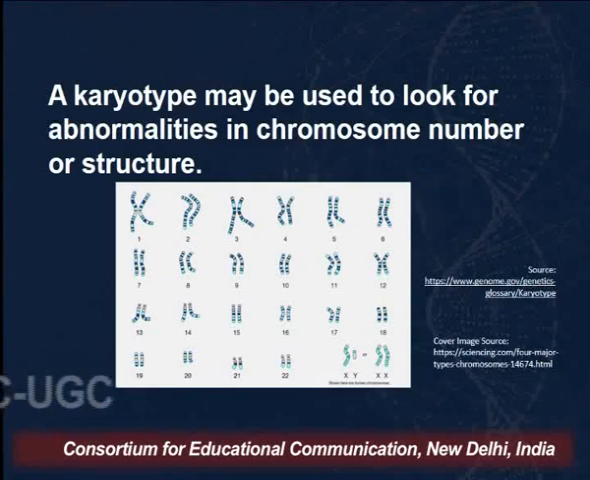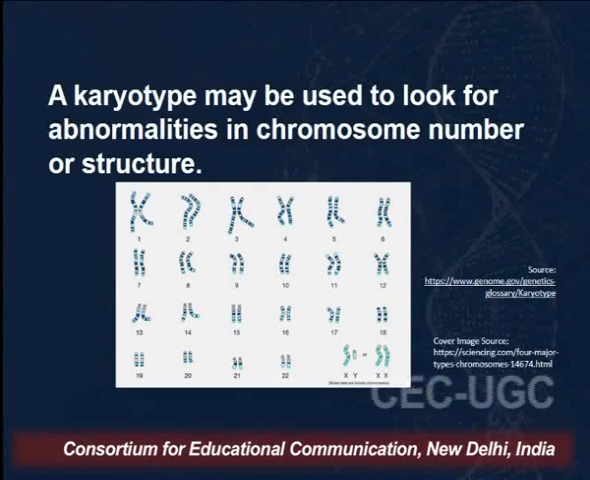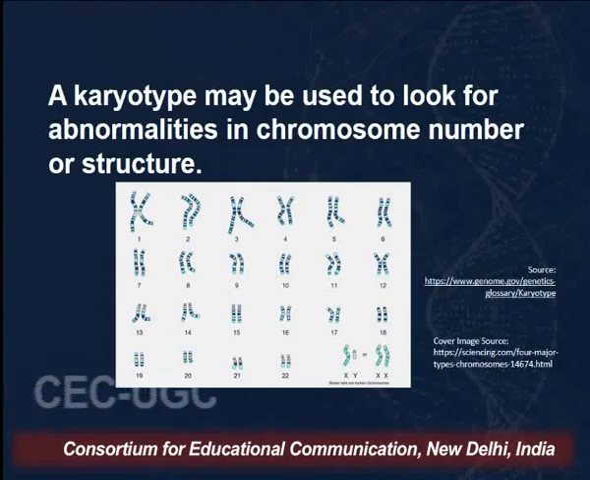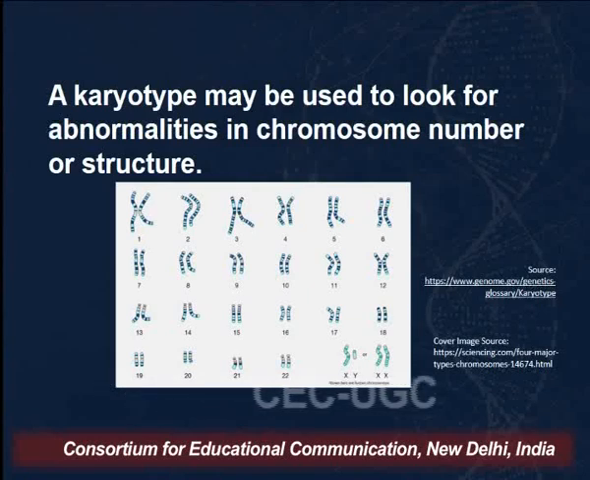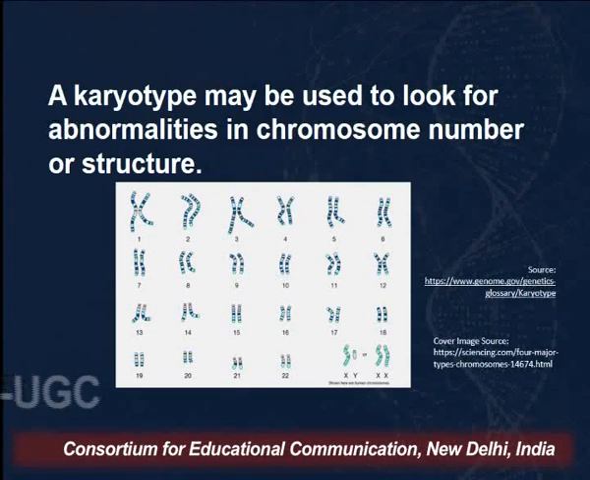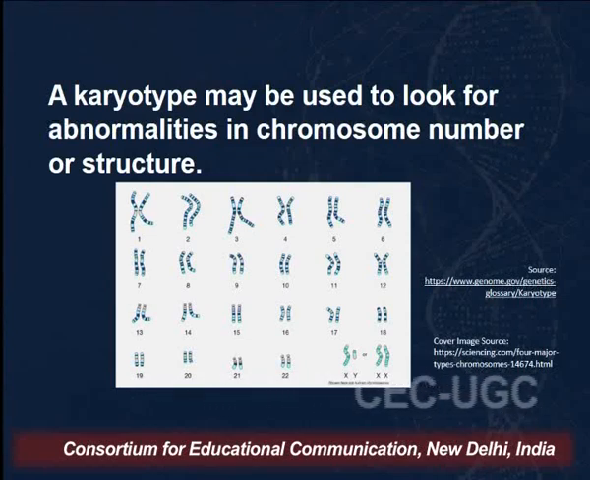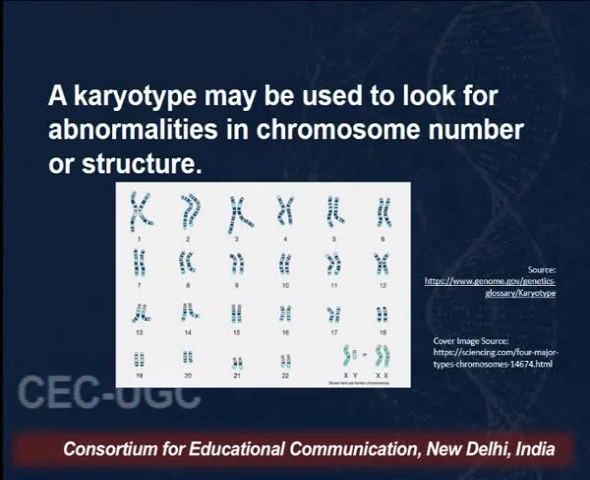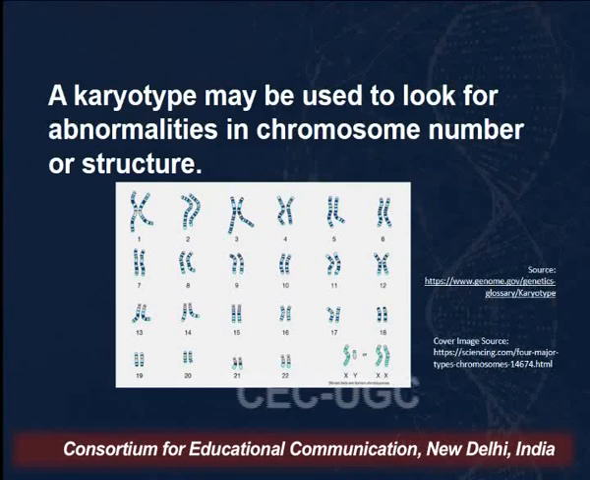If we see the image over here, this is a karyotype, in which all the chromosomes are stained with particular stains, and then they are segregated and arranged in pairs. By looking at these, we can tell about abnormalities in the chromosome number or structure. The chromosome number in many cases may increase or decrease, and in many cases there may be aberrations such as chromosomal deletions or inversions. All these can be studied through the karyotype method.